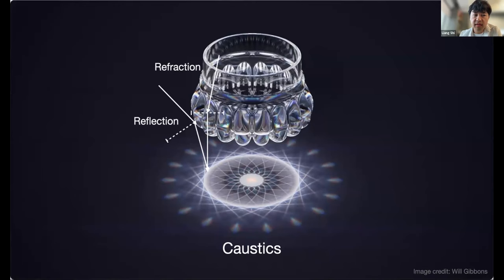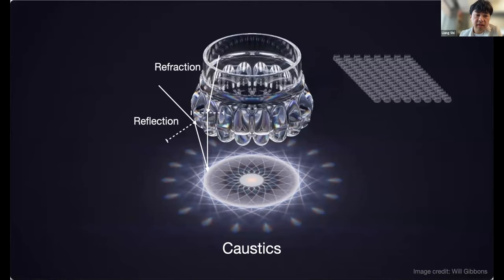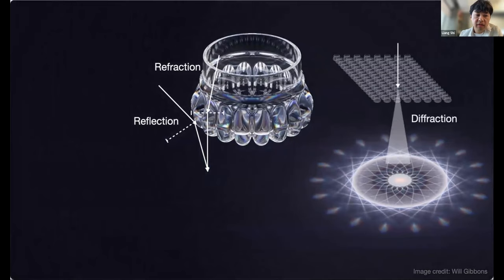If we treat the whole cup as a feature and reduce many of such features to the wavelength scale, we can create the same pattern through another behavior of light called diffraction. Diffraction says that when light comes through narrow apertures or obstacles, it will spread out and form different patterns as it propagates.